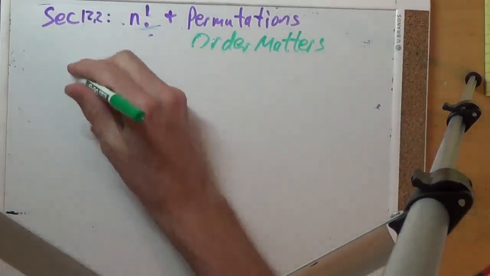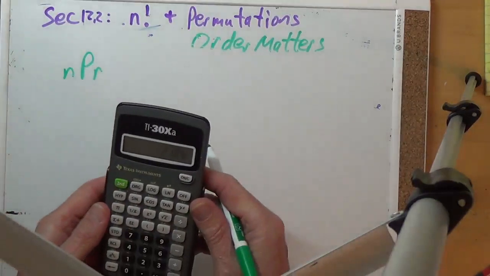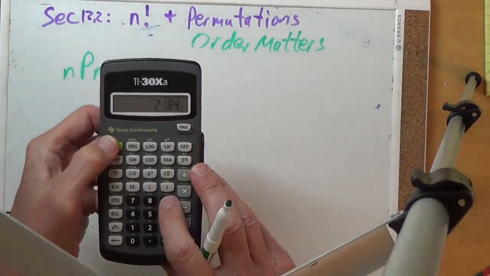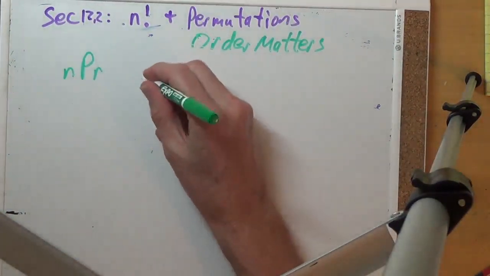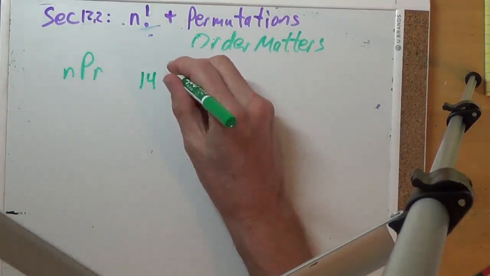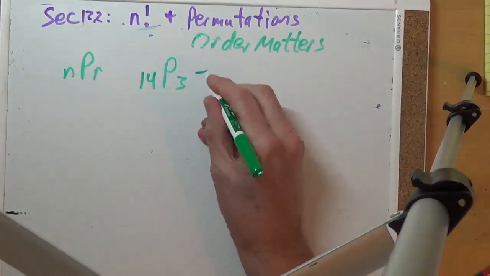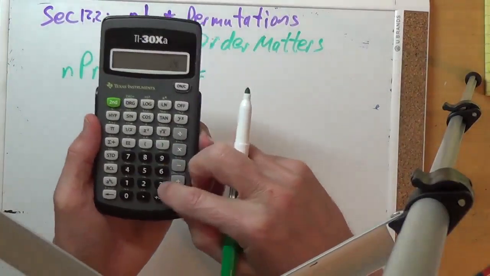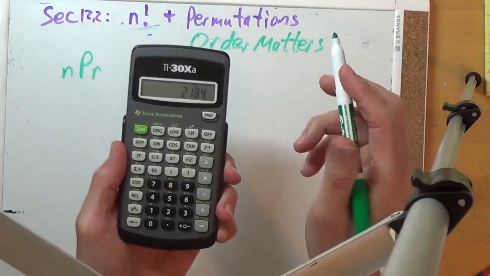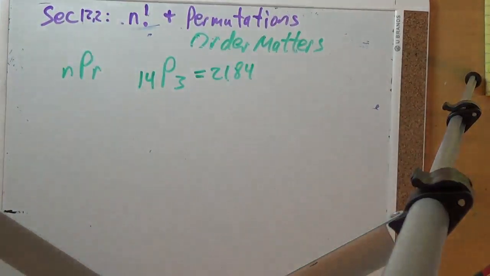So find this button, nPr. On mine it is second function 9. So what we just did, n is the big number, we had 14 students. How many permutations of 3, this is the number of slots that I had, are there? So if I hit 14, second function 9 and 3, it equals, I get the 2184. So find that button on your calculator and practice it.